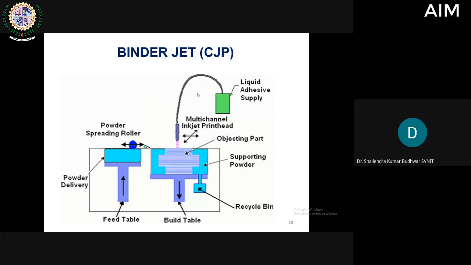Sometimes it is also called color jet printing. Why? Because in this case, you can use color adhesives. So in that case, there will be colored adhesive, and there will be one core and one binder. Core material is the powder material which is spread on the build platform, and binder is that adhesive. It can be of some color. So this technique is usable for all types of materials which are available in powder form.